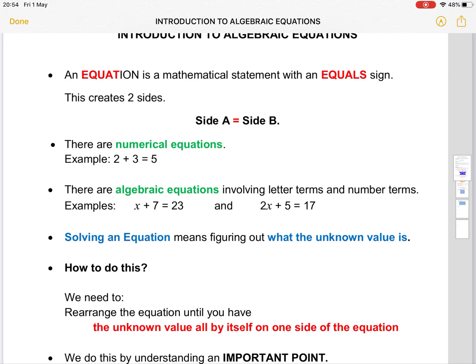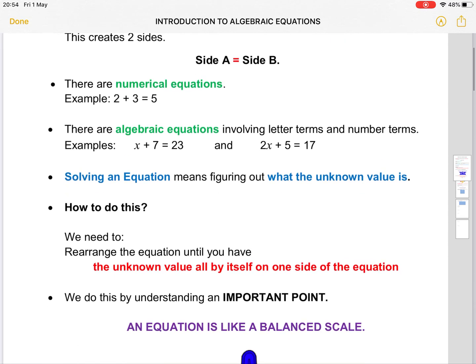And another example is 2x plus 5 is equal to 17. We have the 2x as the letter term, and then we have the plus 5 and the positive 17, which are the number terms. Now, when we are given algebraic equations, we are asked to solve an equation. Now, solving an equation, what does that mean? It means figuring out what that unknown value is.